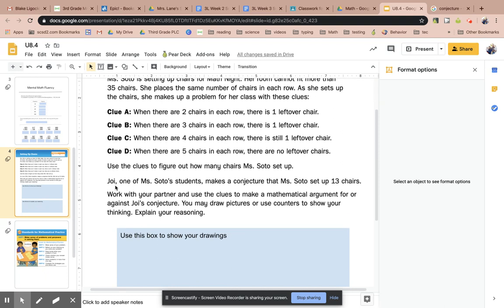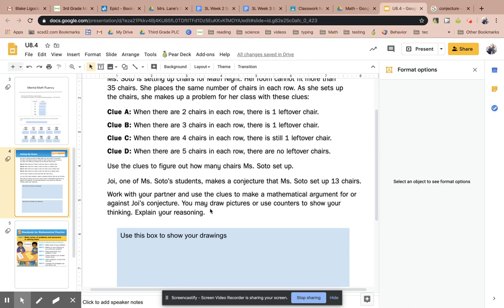Now, one of her students has an opinion, a conjecture. Conjecture just means it's their guess or it's their opinion. So Joni, one of Mrs. Soto's students, makes a conjecture that Mrs. Soto set up 13 chairs. Work with your partner and use the clues. You can work with somebody at your home if you would like and use the clues to make up a mathematical argument for or against Joni's conjecture.